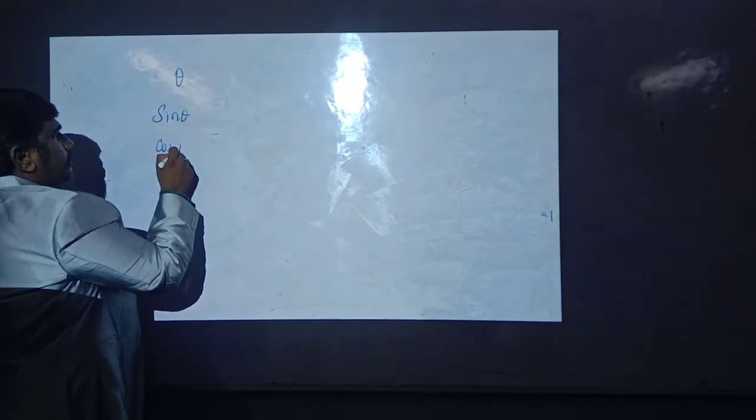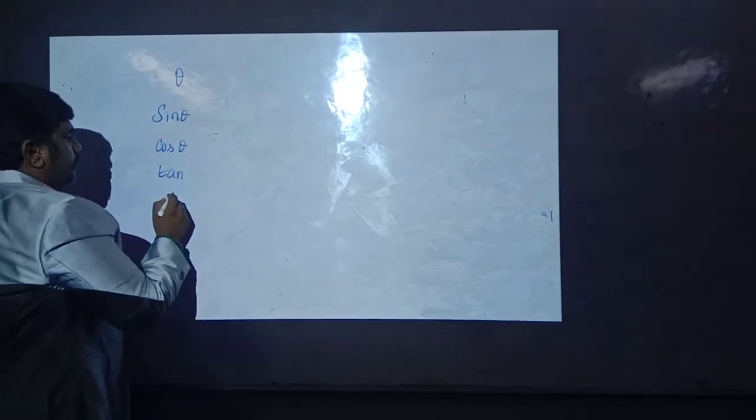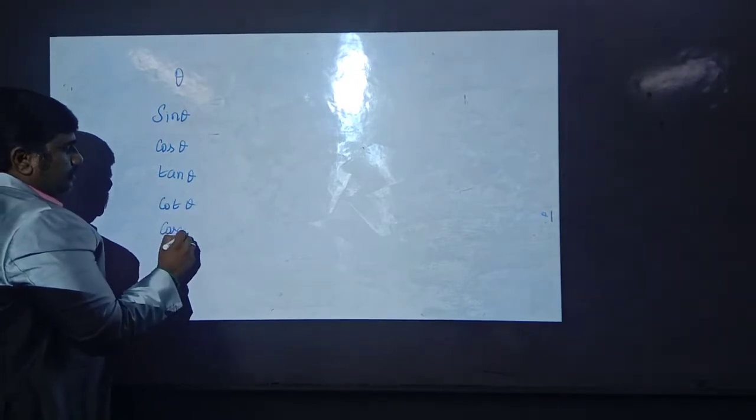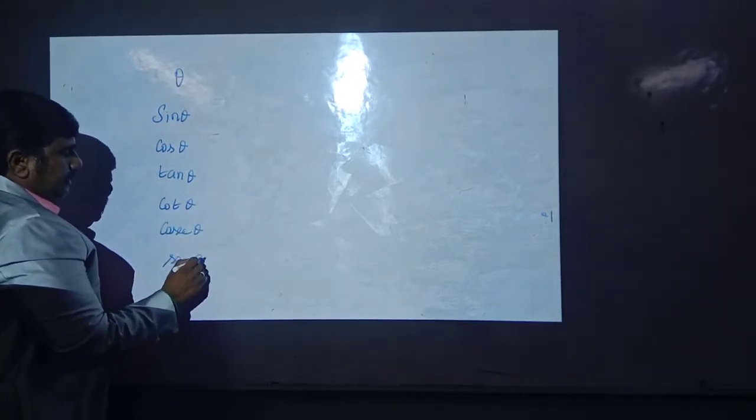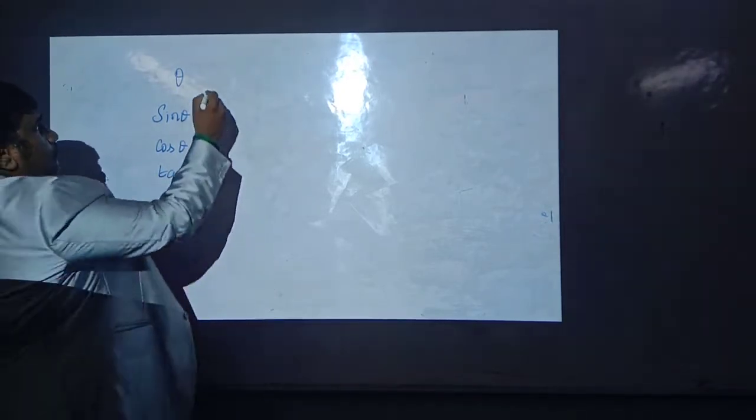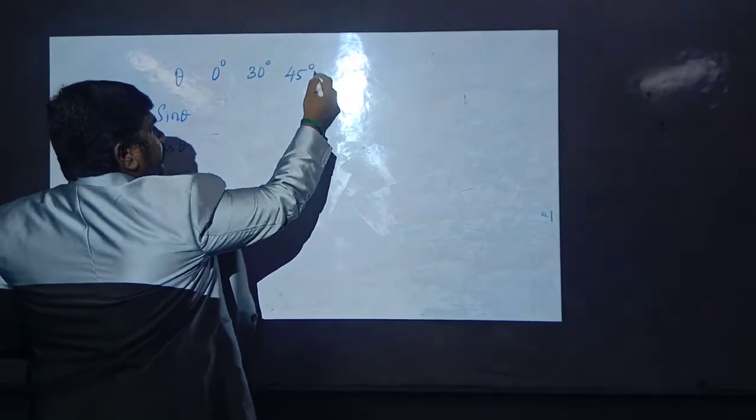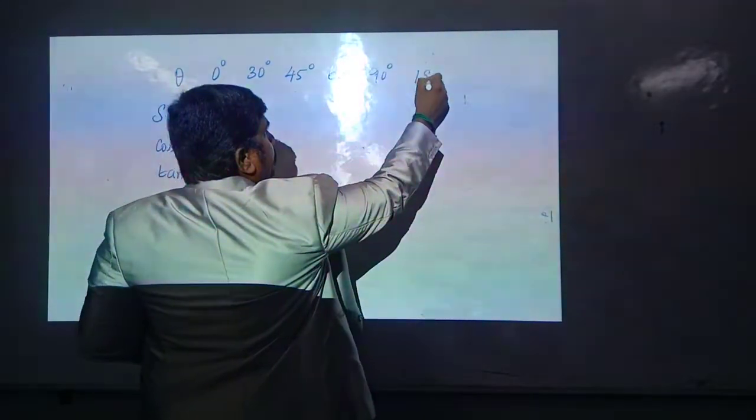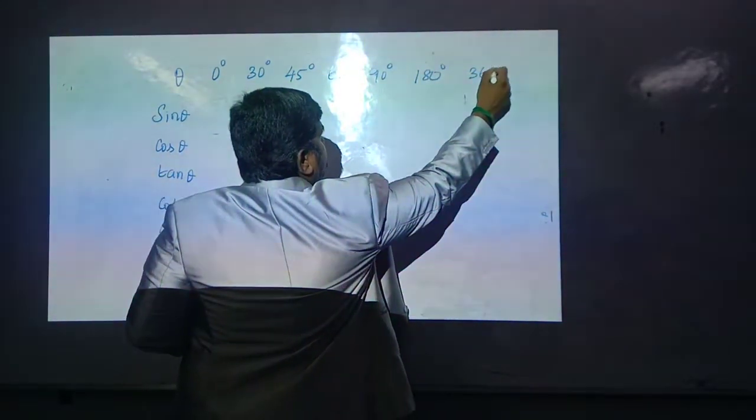So basically, I'll take this theta and the values for sine, cos, tan, then cot, cosecant, and the secant. I'm just using this order, don't worry about it. So we'll start with the 0 degree, 30 degree, 45 degree, 60, 90, 180 and 360.